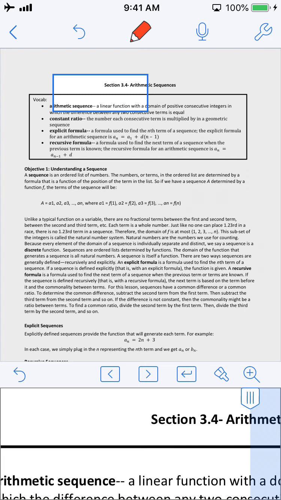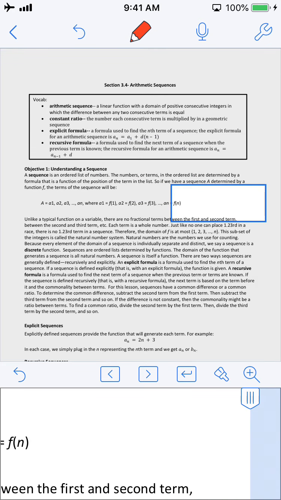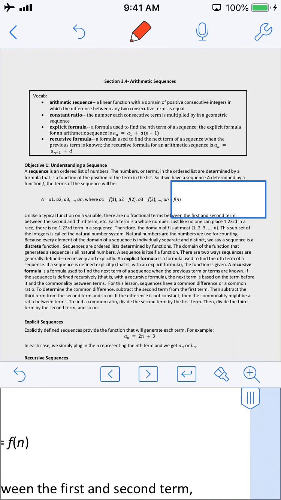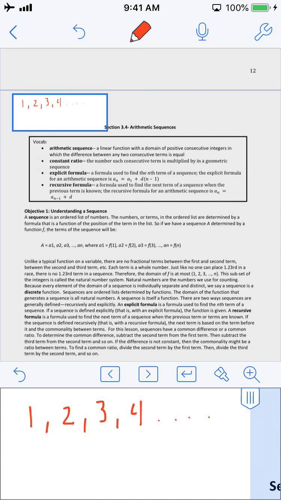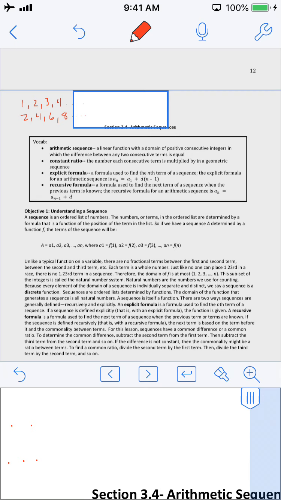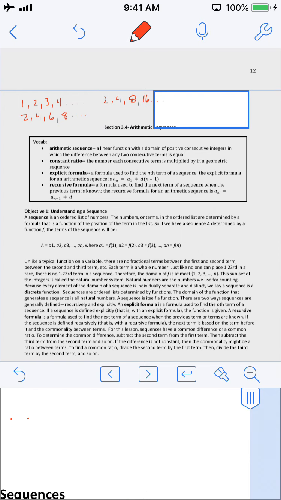Okay, so let's start with what is a sequence. A sequence is a list of numbers. All right, and yes, it is arithmetic, not arithmetic. Okay, but let me give you some examples of some sequences. We've got 1, 2, 3, 4, ... There's one sequence. Here's another one. 2, 4, 6, 8, ... There's another one. 2, 4, 8, 16, timesing by 2. That's another sequence.